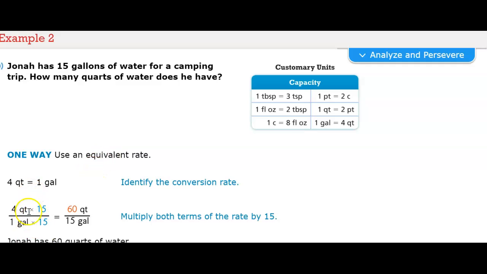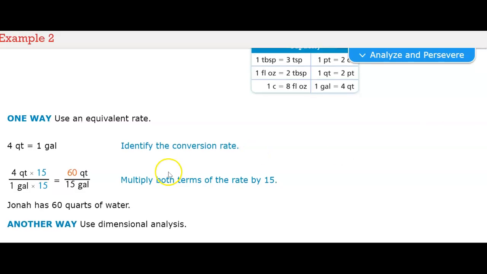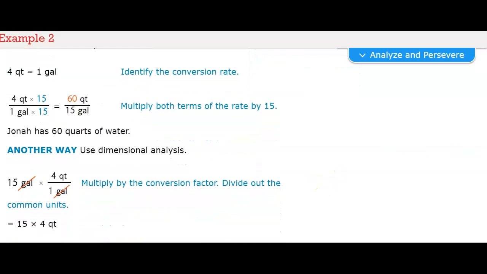So you multiply by the 15, and 4 times 15 gives us 60, and then 1 times 15 is 15. Look and see that for those 15 gallons, you have 60 quarts of water. So that's a ratio there.